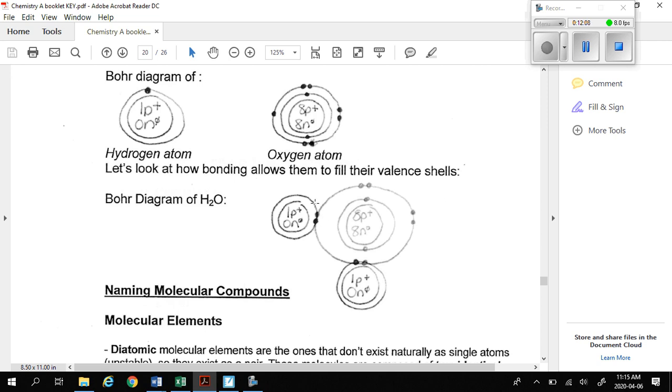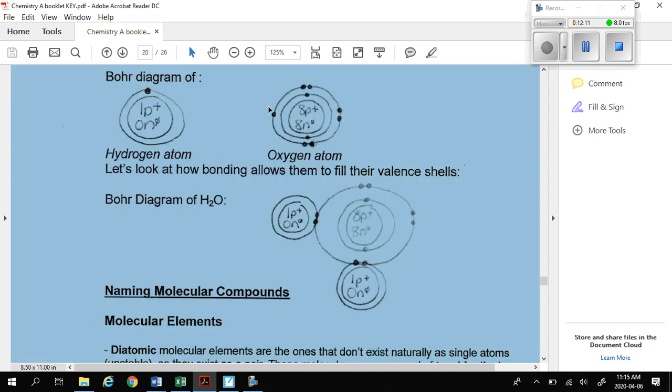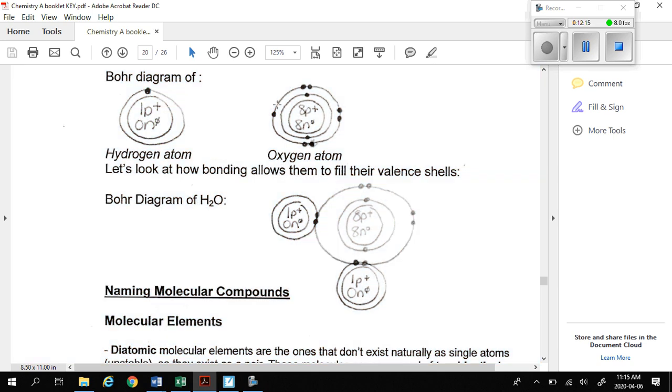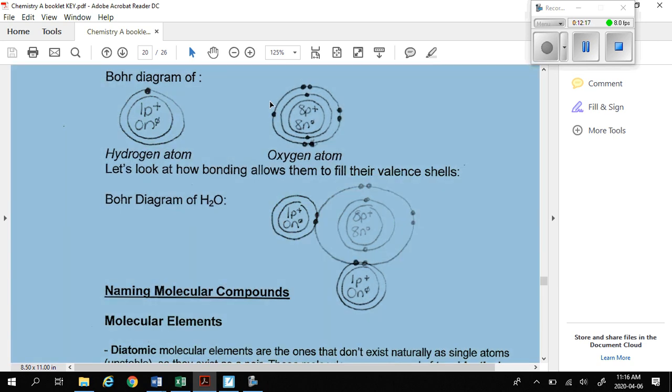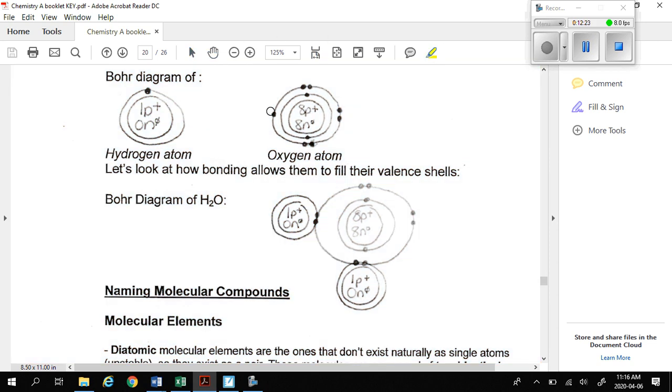So these 2 electrons, oh my gosh, all the technology is falling apart at once, of course. Maybe if I take it off this, nope. This electron, nope, still won't do anything.